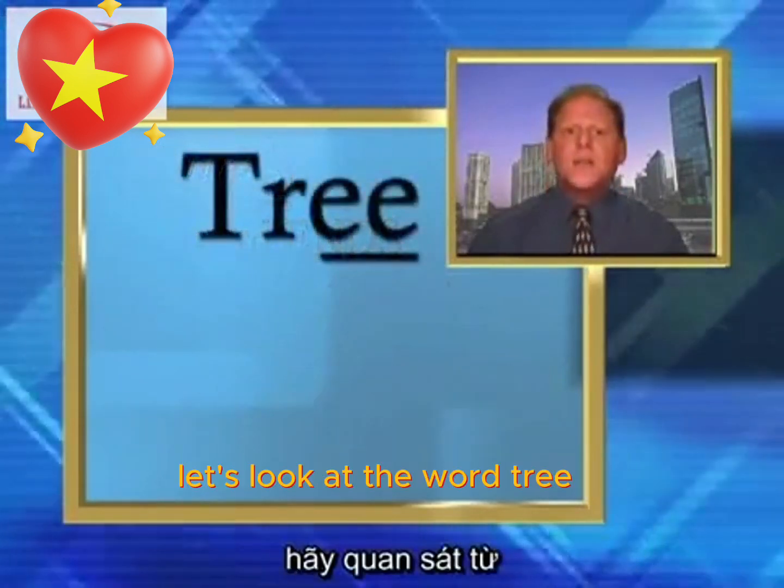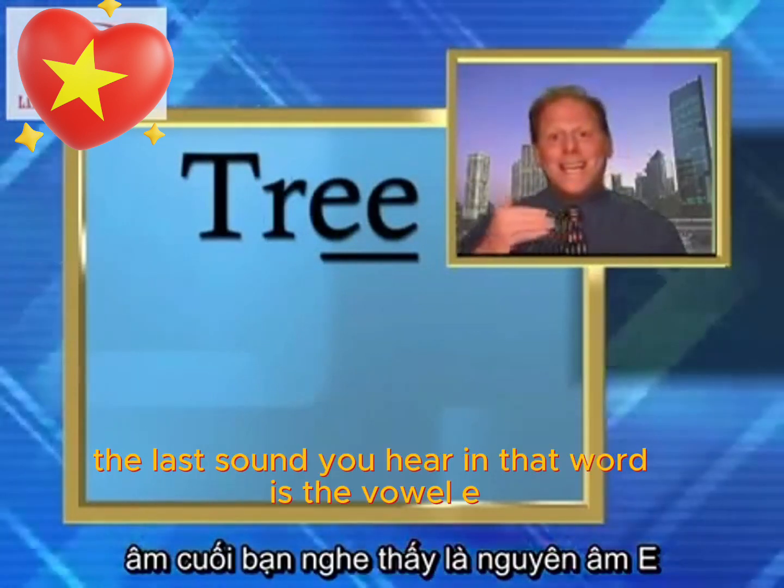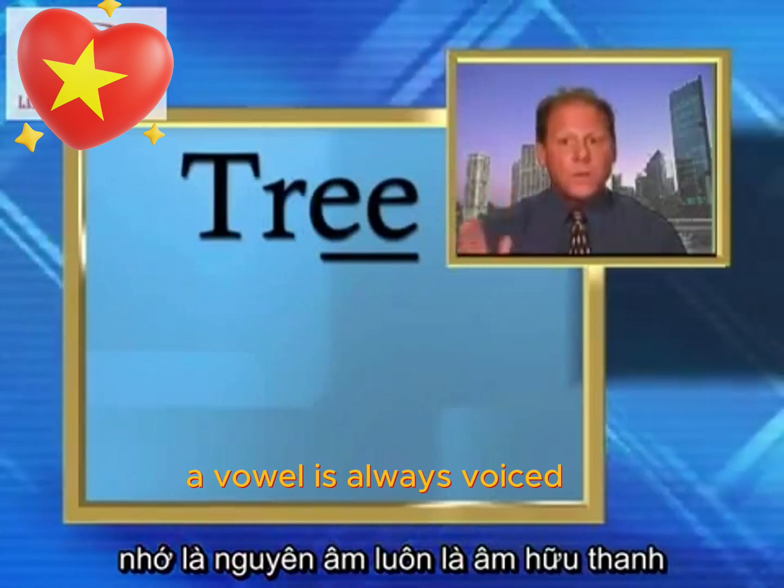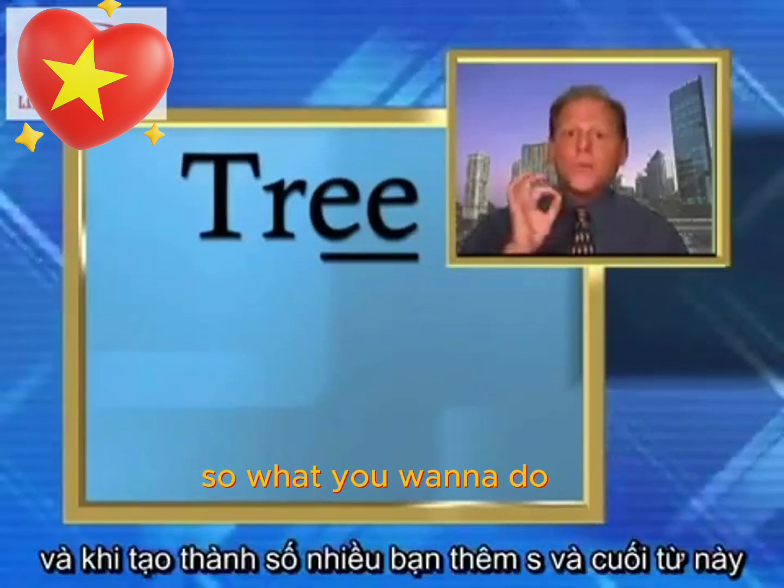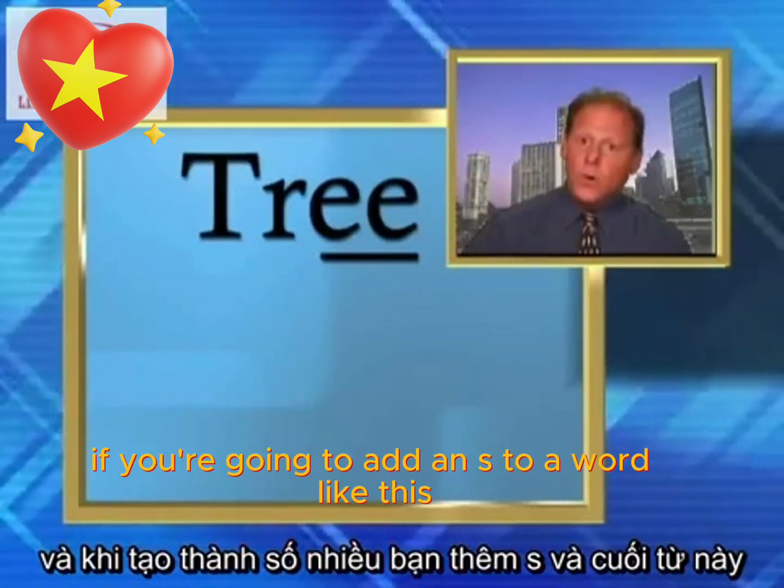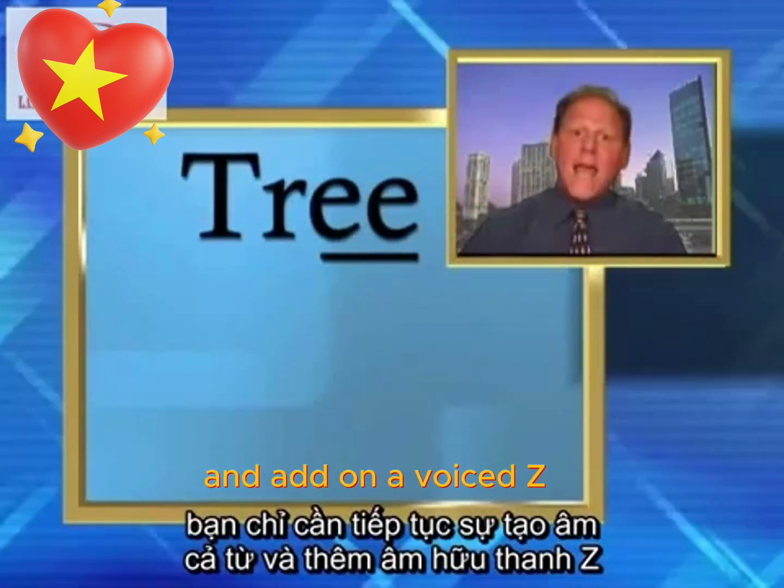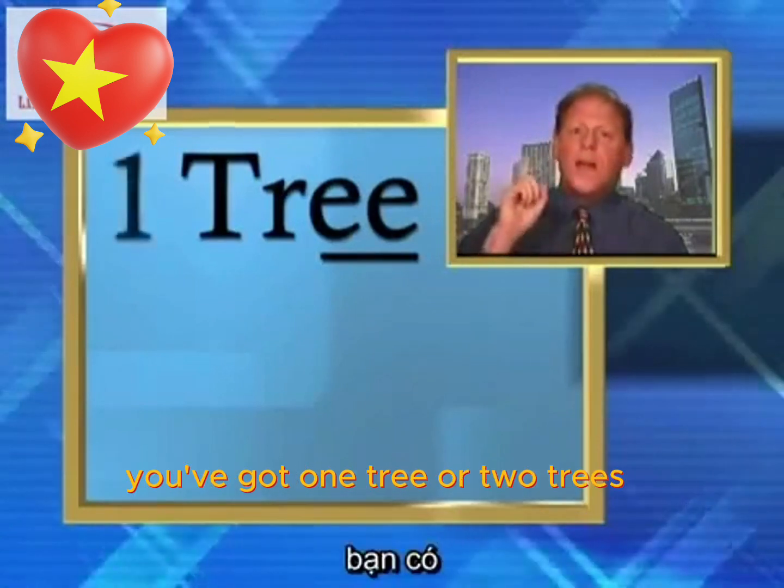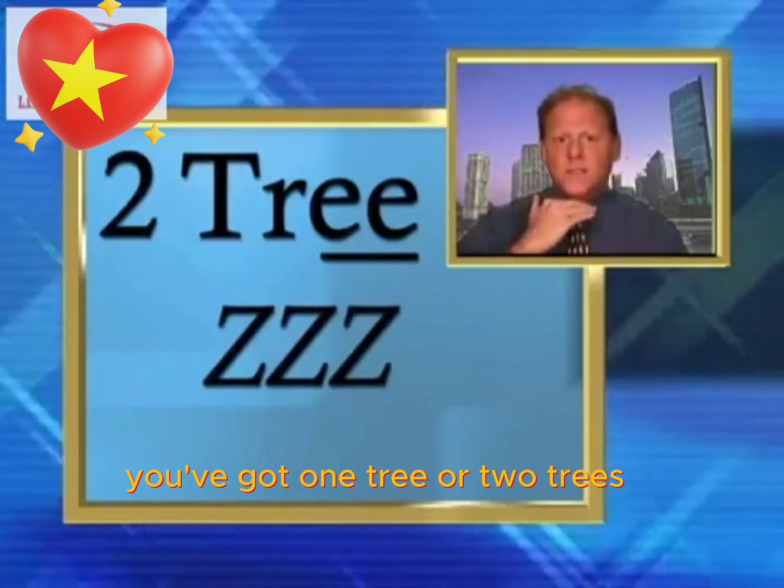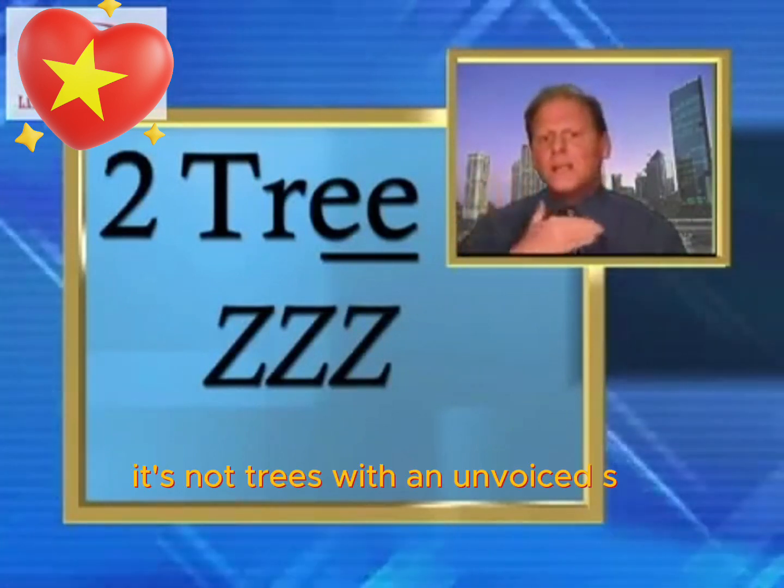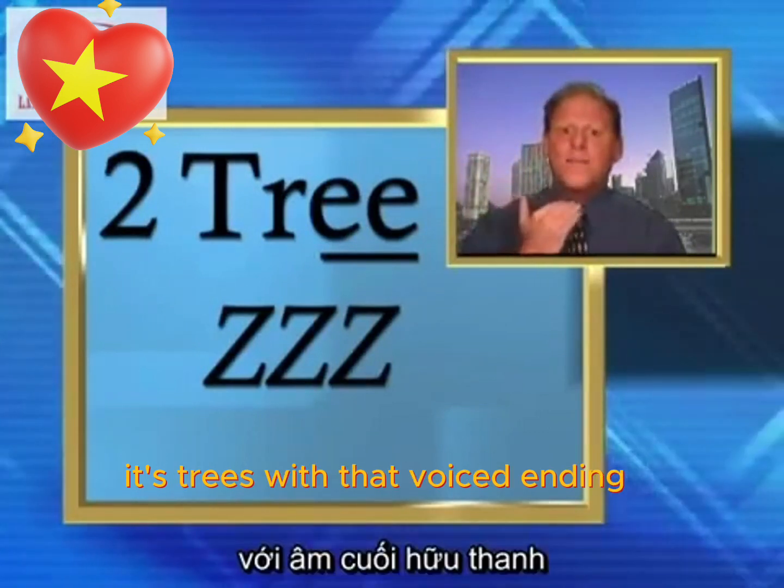It's simple. Let's look at the word tree. The last sound you hear in that word is the vowel E. And remember, a vowel is always voiced. So the word ends in a voiced sound. Tree. So what you want to do if you're going to add an S to a word like this to make it plural is you continue the voicing throughout the whole word and add on a voiced Z. So here we go. You've got one tree or two trees. It's not trees with an unvoiced S. It's trees with that voiced ending.